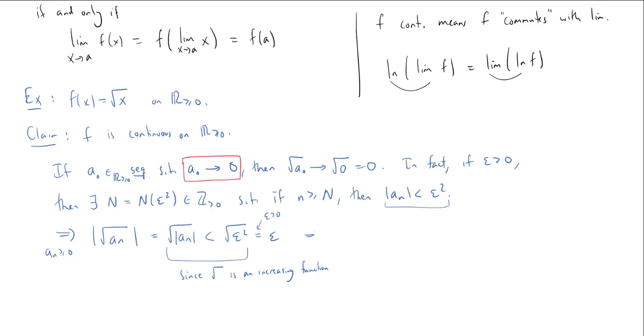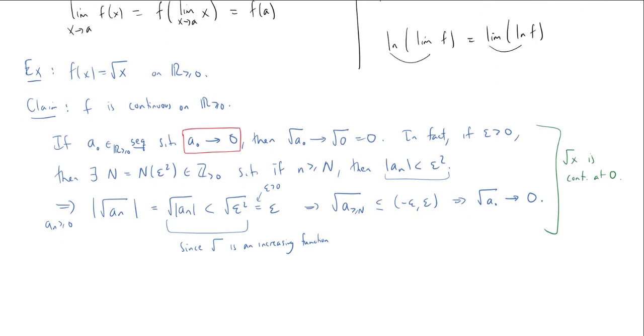Okay, so if we like, this would imply that if I take the tail starting at this big N, that this is going to be contained in the 0 coin of radius epsilon. Okay, and so that implies that the square root of a dot is converging to 0. Okay, so all this shows square root of x is continuous at 0. Okay, that's it. So now we need all the other real or positive real numbers, right?